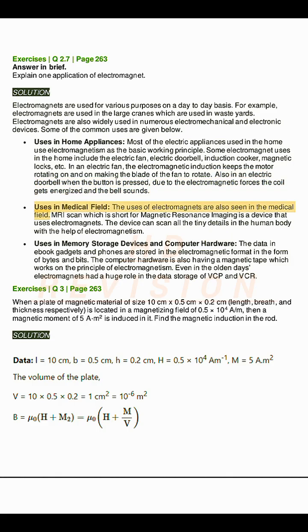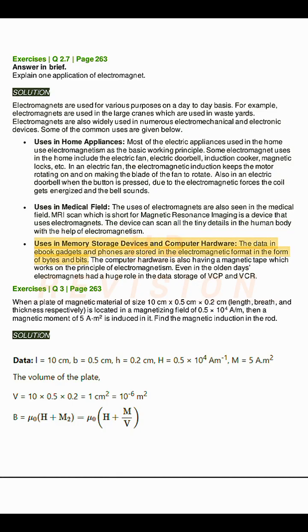Uses in the medical field. The uses of electromagnets are also seen in the medical field. An MRI scan, which is short for magnetic resonance imaging, is a device that uses electromagnets. The device can scan all the tiny details in the human body with the help of electromagnetism.